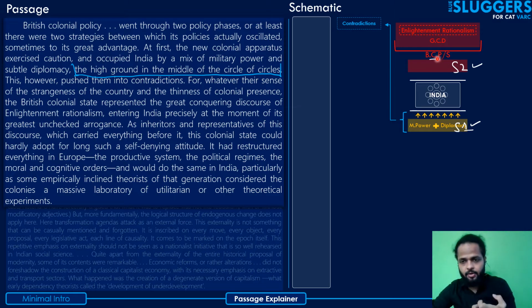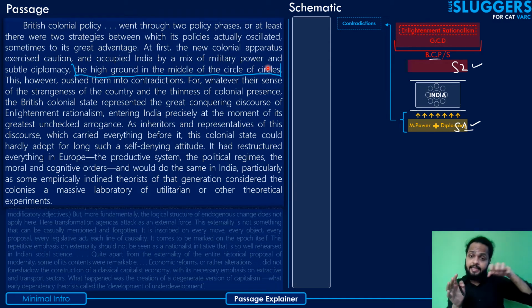So this colonization of territories, this great colonization discourse, arose out of the Enlightenment rationalism, out of the Renaissance era. Okay, and the British colonial state was the representative, at least so far as the Indian subcontinent was concerned at that point in time. It was the representative of this great colonial discourse of colonizing all countries based on Enlightenment rationalism, and based on the idea that they had an intellectual upper hand, right? So that's what it means.